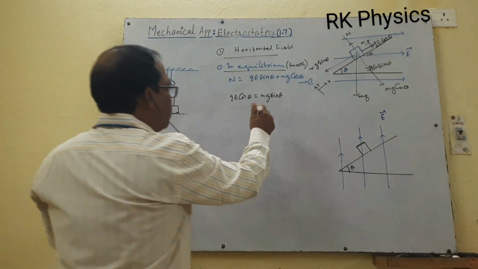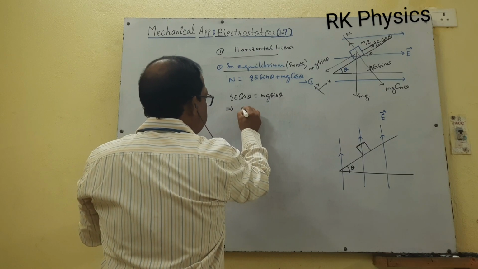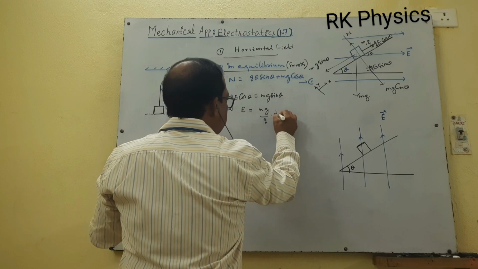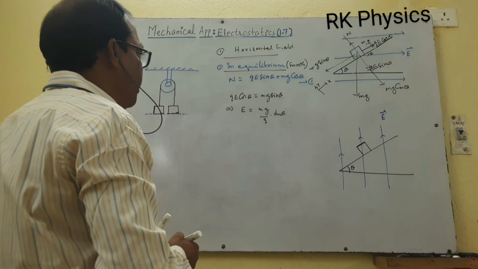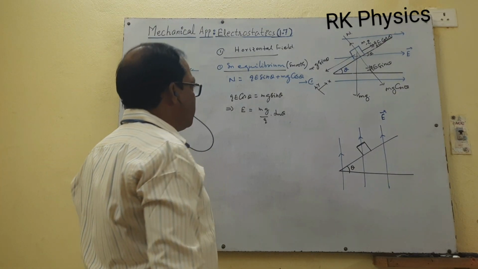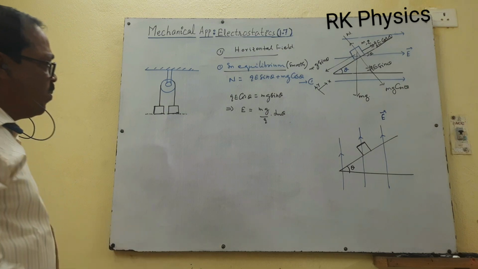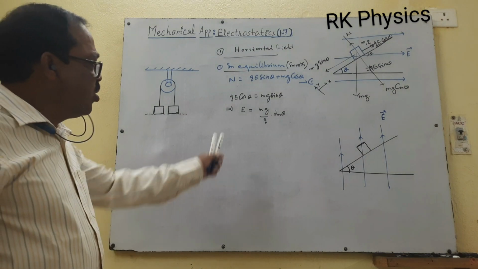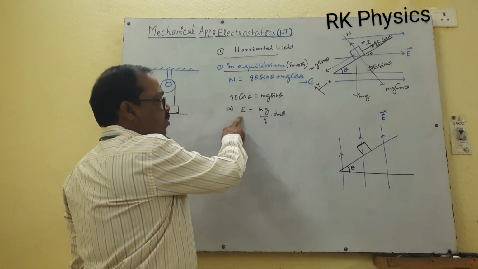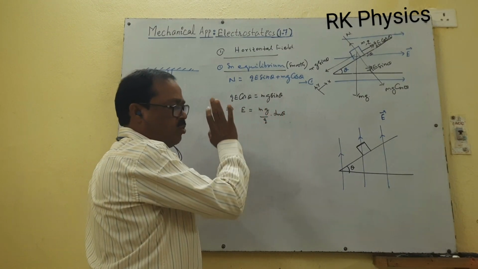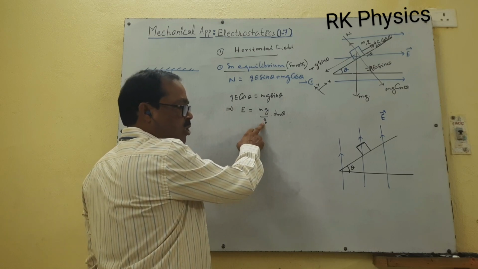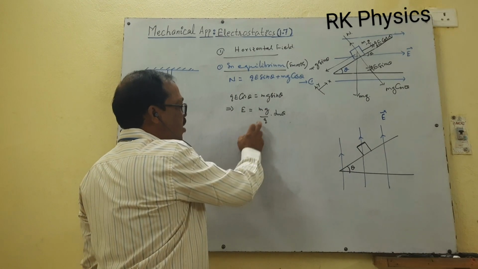Now, if this is the case, you find the electric field required. This is mg by q into tan theta. The electric field required in order to produce equilibrium is mg sin theta divided by q cos theta. Just arrange it, sin by cos is tan. If q is asked and E is given, then q is mg by E into tan theta. If we ask how many charges, the number of electrons or positrons, then n is mg divided by E.